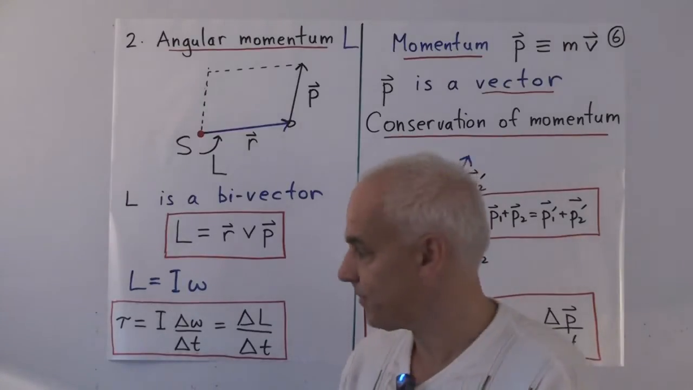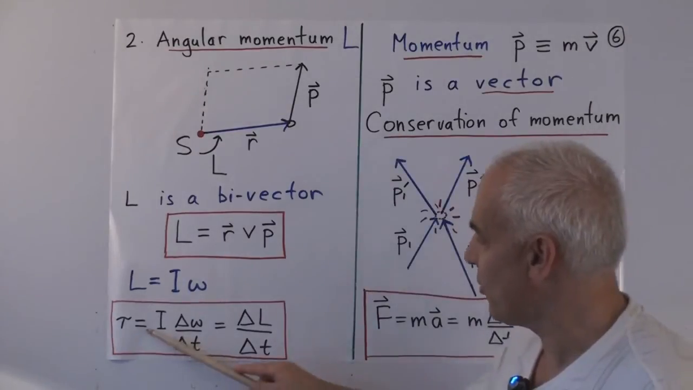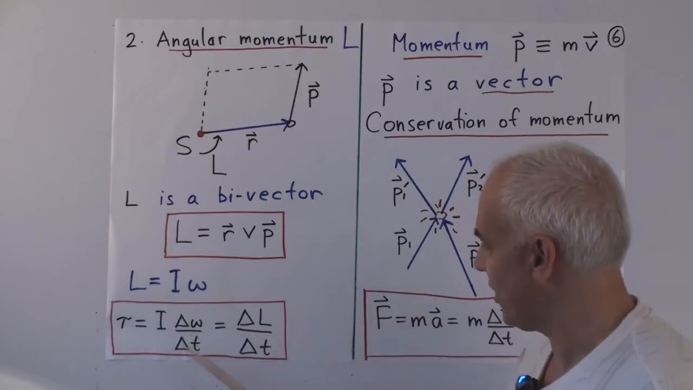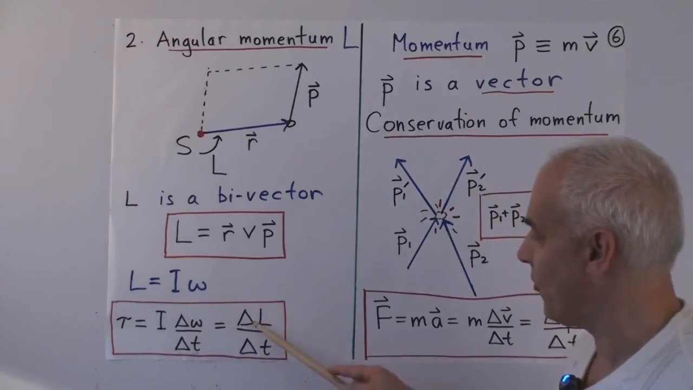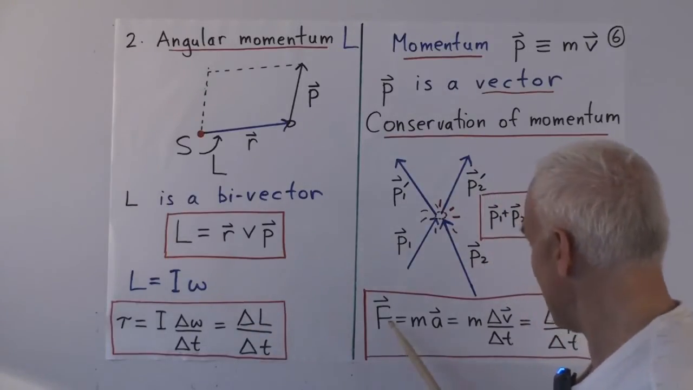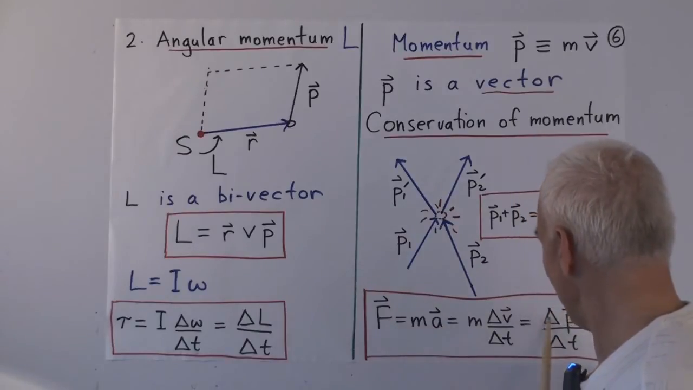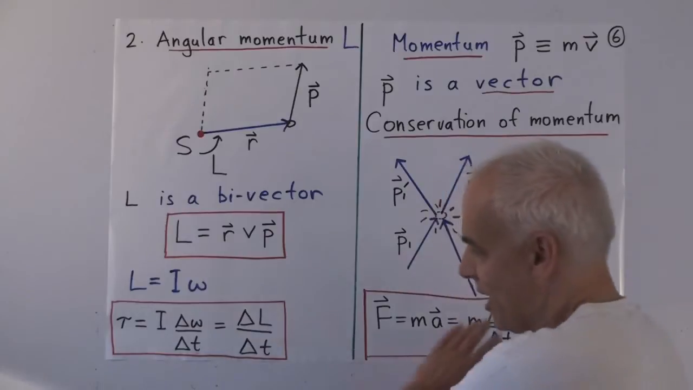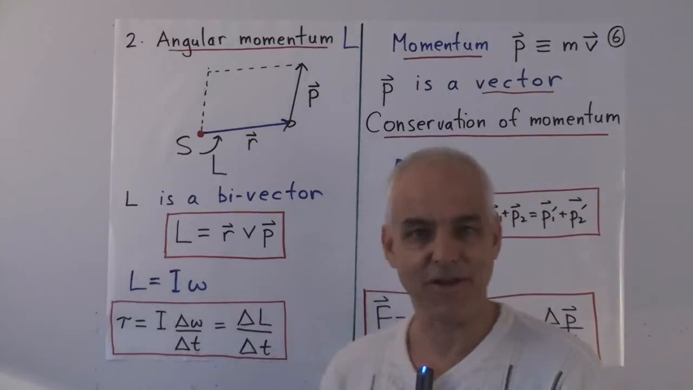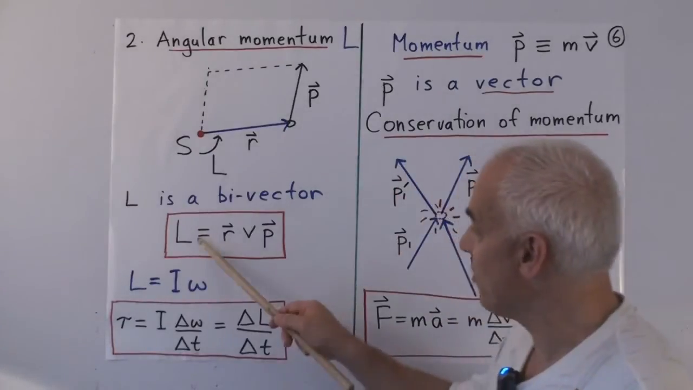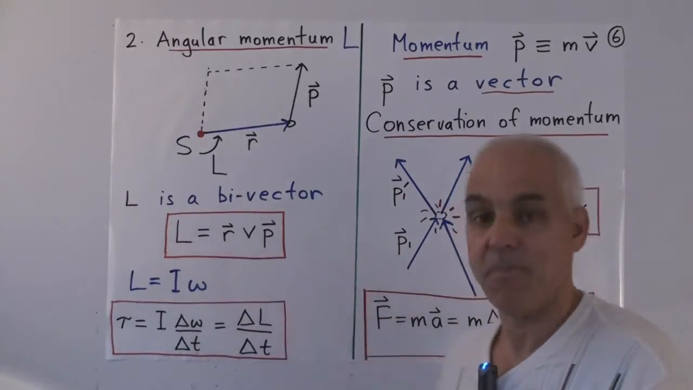And there's a corresponding law exactly corresponding to this that expresses the torque in terms of the rate of change of this angular momentum with respect to time, which is exactly proportional to this force here being the rate of change of the linear momentum with respect to time. So there's a kind of a parallel story here between the linear and the angular case, and the angular momentum is naturally a bivector.